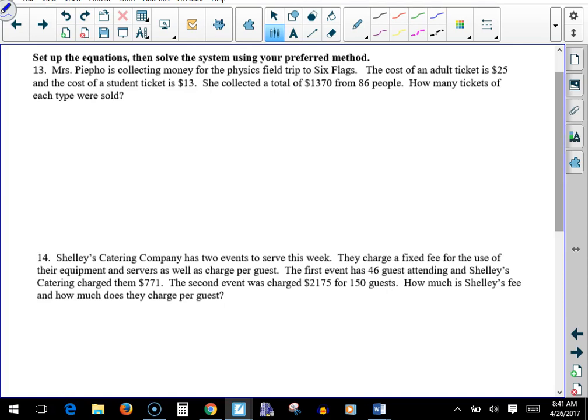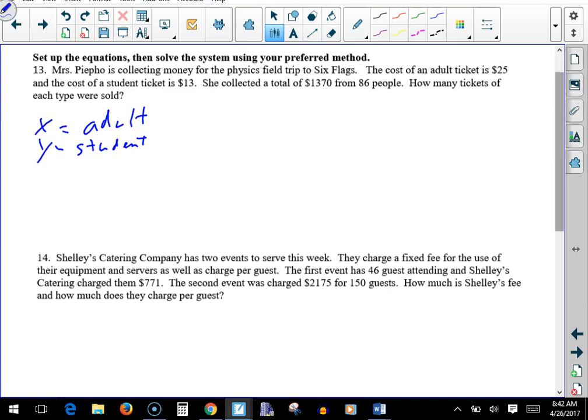Solutions. Systems of equations with real world problems. Alright? So this is a classic one. We're going to have number, number, number, value, value, value. Always start off by identifying your x and your y. Okay? So I'm just going to go in order. X is adult, and y is student.